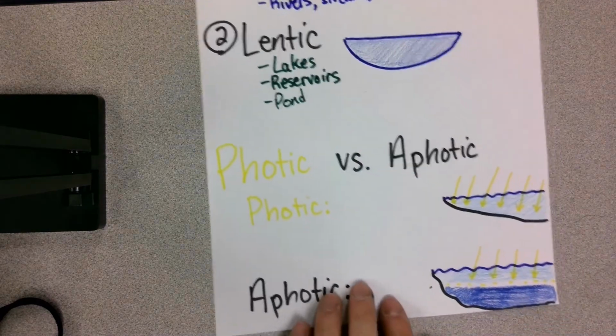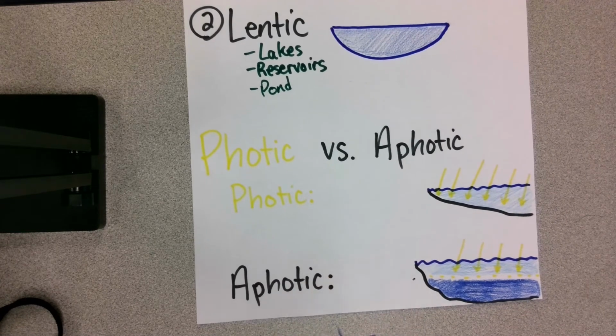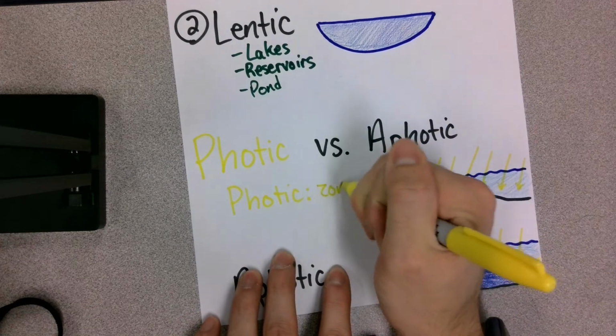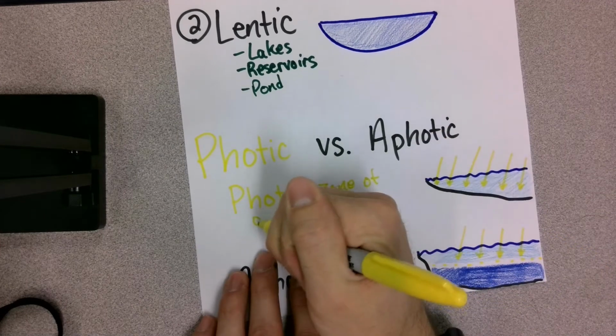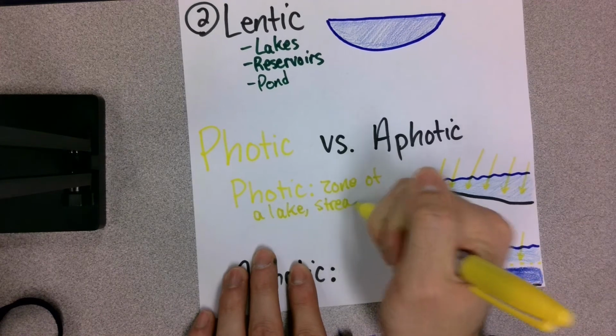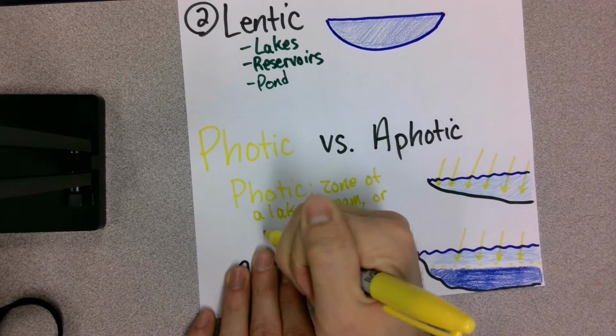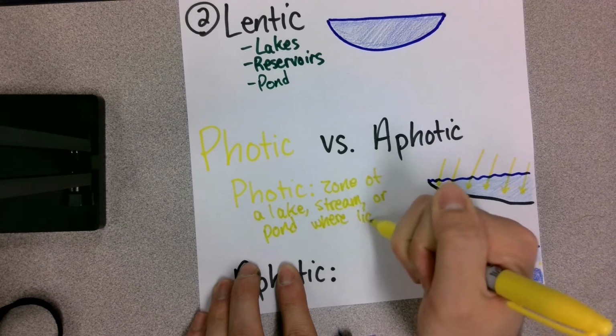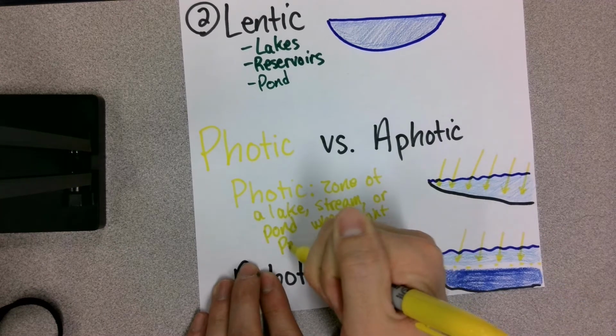Alright, the next thing that we need to talk about is photic versus aphotic. When we're talking about the photic zone, anything that has the word phot in it, usually we're talking about light. So the photic zone is the zone of a lake, stream, or pond where light penetrates.